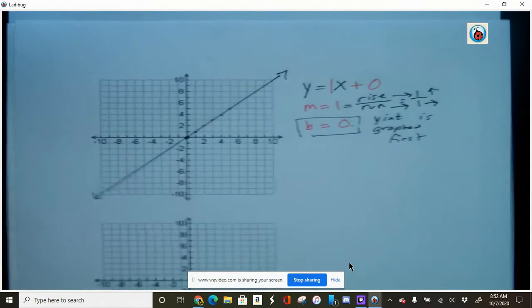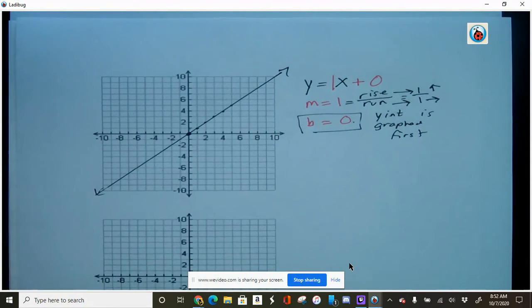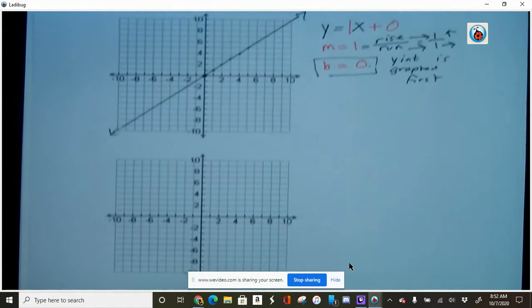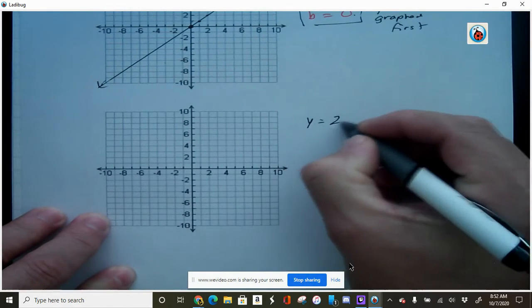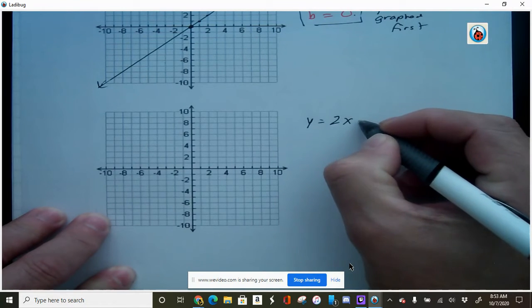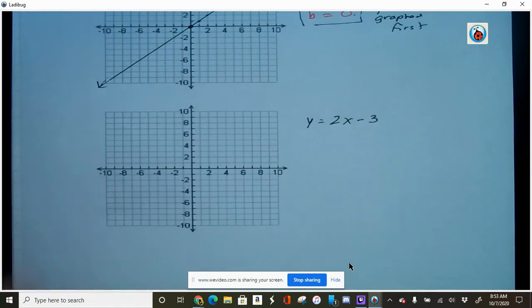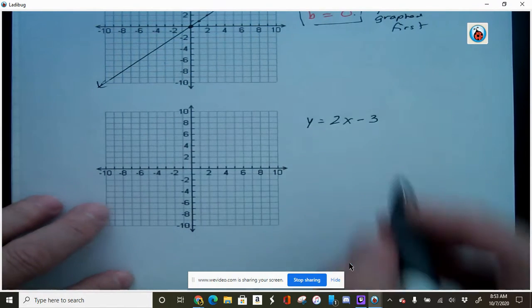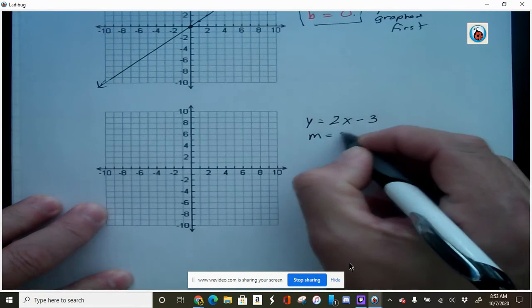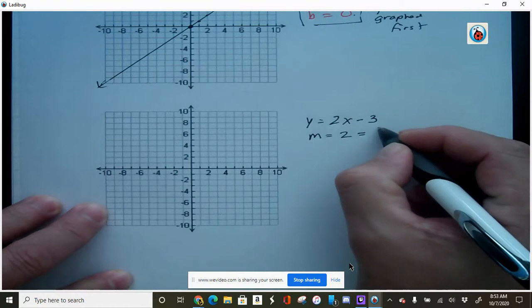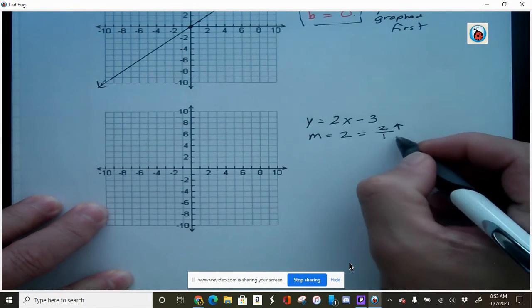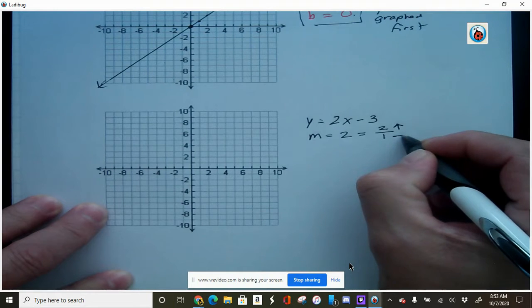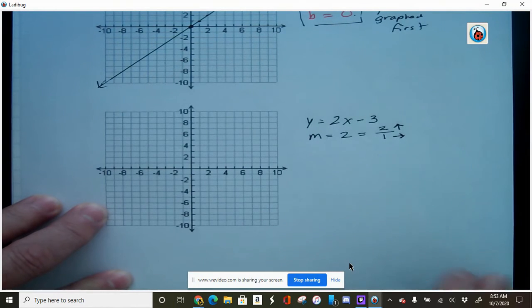All right, so that's a very basic function. Now let's talk about another one. Let's deal with y equals 2x, let's say minus 3. Again, let's analyze this slope-intercept form equation. What is my slope? It's a 2. Turn it into a fraction, 2 over 1. This is my rise, up 2 because it's positive. This is my run, right 1 because it's positive.